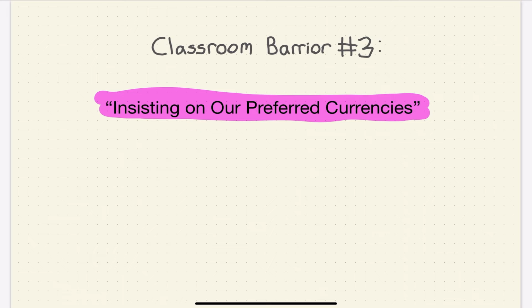So identifying this third classroom barrier to investment involves taking a careful look at our own instructional decisions and classroom rules and our policies and procedures. We want to ask ourselves whether we might be unintentionally demotivating students by insisting on doing things our way and our way only. For example, we may prefer that our students write only in black pen, but is it really necessary to require them to do so?